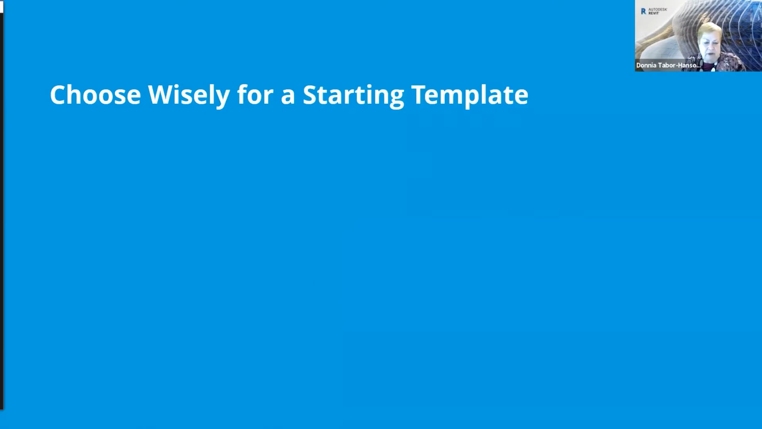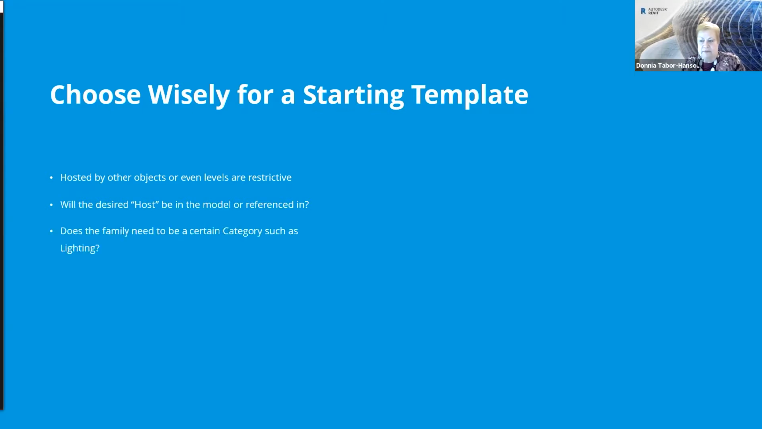So hosted families are very limited for that. So make sure that if it's going to be hosted by objects or levels, they're restricted. Just make sure that you can have access to them. Like I said, will the host be in the model or will it be referenced in? Does the family need to be a certain category, such as lighting? Is this something you're going to have to deal with? If the family does not sit on the level, we're using the offset. Can we just do offset to get to that height that you need to be? Like maybe we want to put something at a certain height, a shelf at a certain height off the wall or something. Do we use the offset for it?